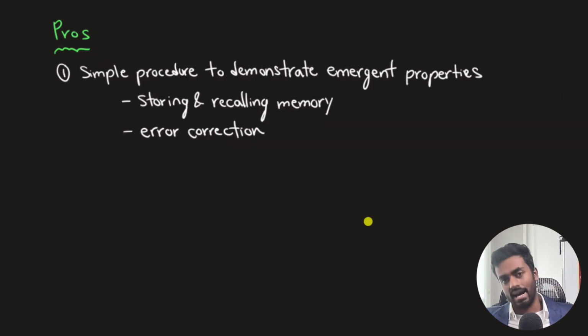Now that we looked at this entire Hopfield network, well, there are some pros and cons here. So a pro here is that it's a really simple procedure to determine emergent properties. In this case, we looked at storing and recalling memory or associative memory that we see in humans. It can also be used in error correction or in recovering from corrupt input data, which can also find its uses in content addressable memory.